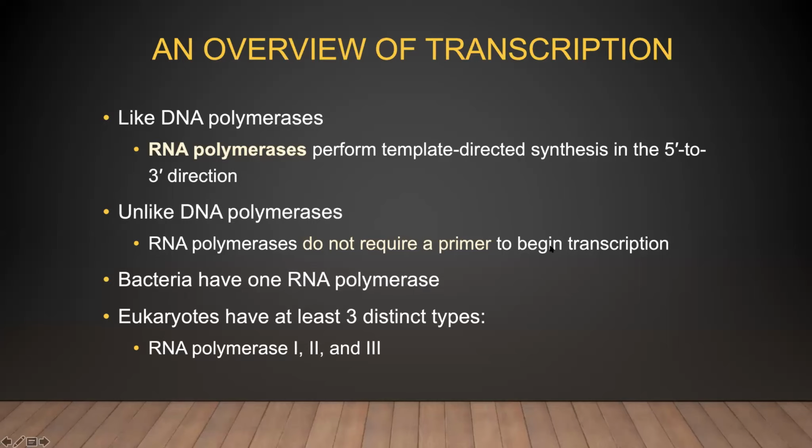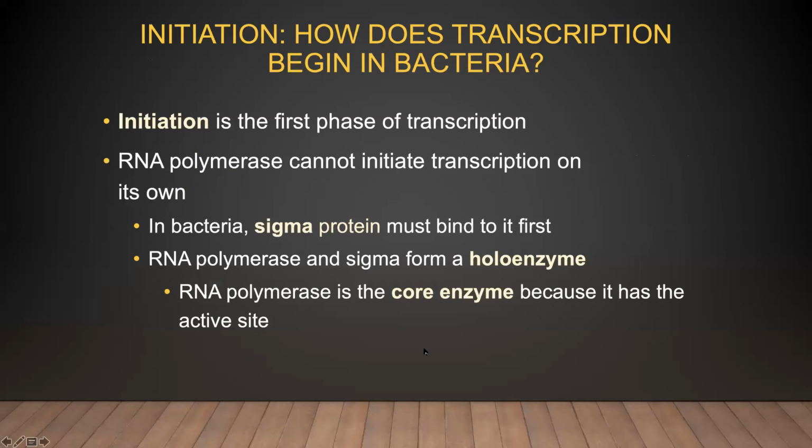All right, so here's just a quick overview of what we're going to be looking at in transcription. The RNA polymerase is going to perform that template-directed synthesis like we just saw in that 5' to 3' direction. As I mentioned, this does not require a primer to begin, so that's different than what we saw with the DNA polymerase. In bacteria, they only have one RNA polymerase, but eukaryotes, we're going to see, have 3 distinct types, polymerase 1, 2, and 3. All right, so just some basic differences there.